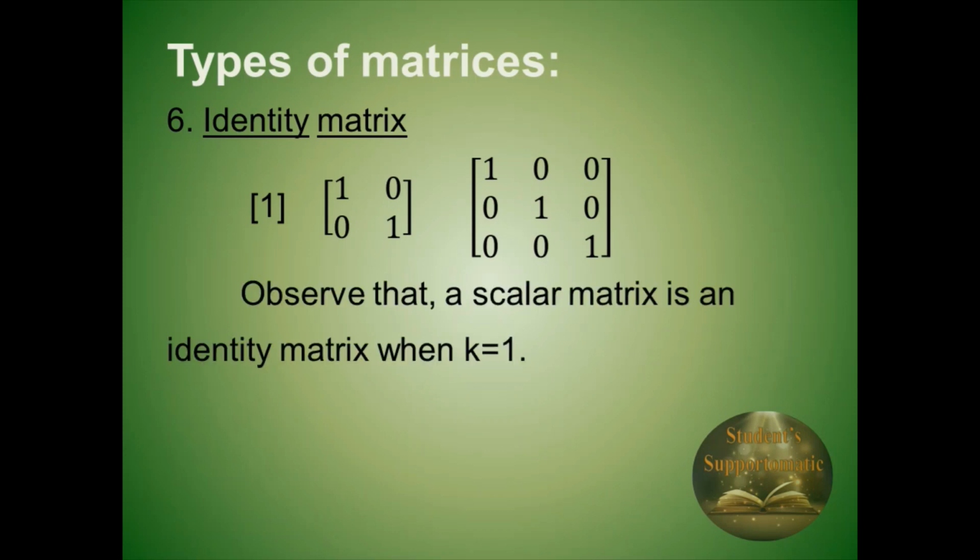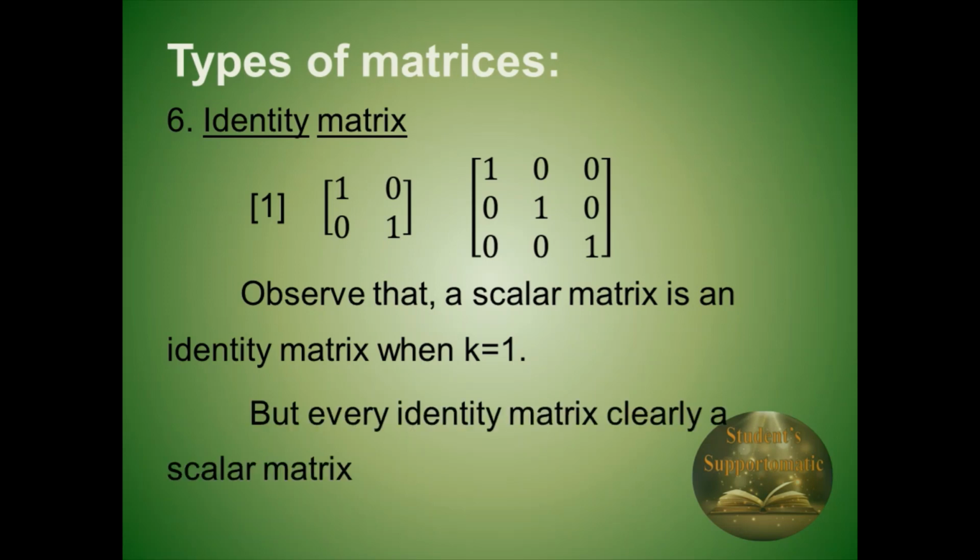See here, a scalar matrix is an identity matrix when k is equal to 1. I told you it must be a scalar matrix. So it means all identity matrices are scalar matrices, but not all scalar matrices are identity matrices. When the constant value in a scalar matrix becomes 1, it becomes an identity matrix. Every identity matrix is clearly a scalar matrix. Remember this.